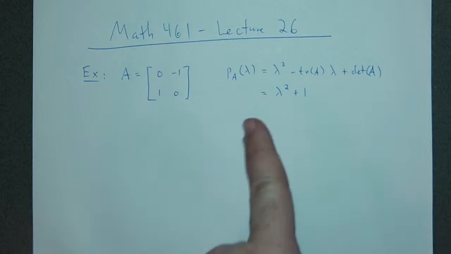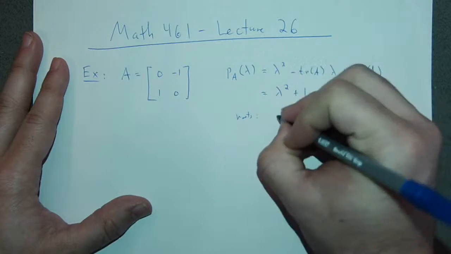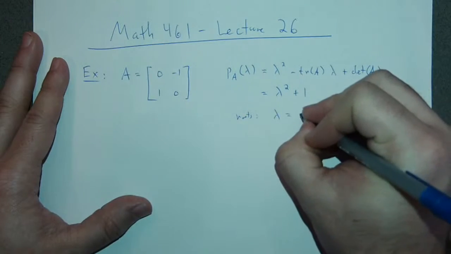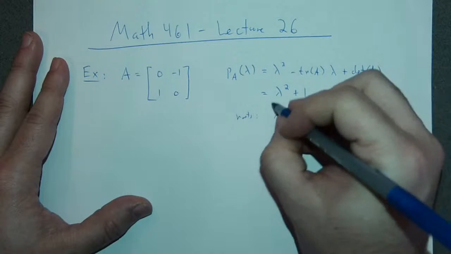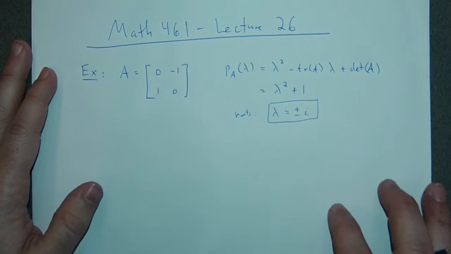What are the roots of this characteristic polynomial? The roots are lambda equals plus or minus i. Those are my eigenvalues. All right, so how do I find eigenvectors?